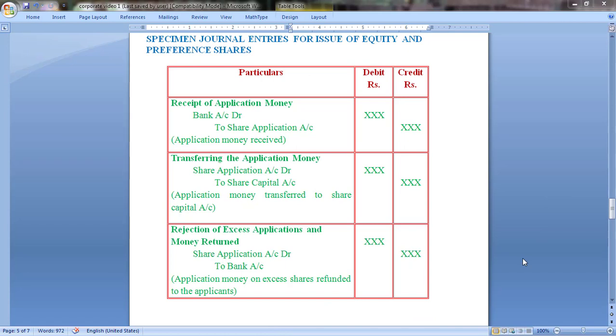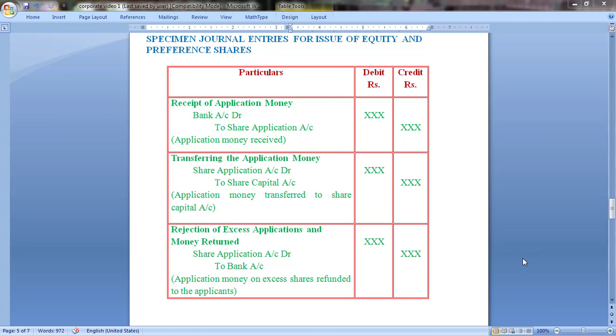Next one is specimen journal entries for issue of equity and preference shares. While issuing shares, the company has to maintain its records for that. So, it is compulsory to journalize the transactions. For making journal entries, the issue of shares is divided into application money, allotment money and call money. Let us see one by one.